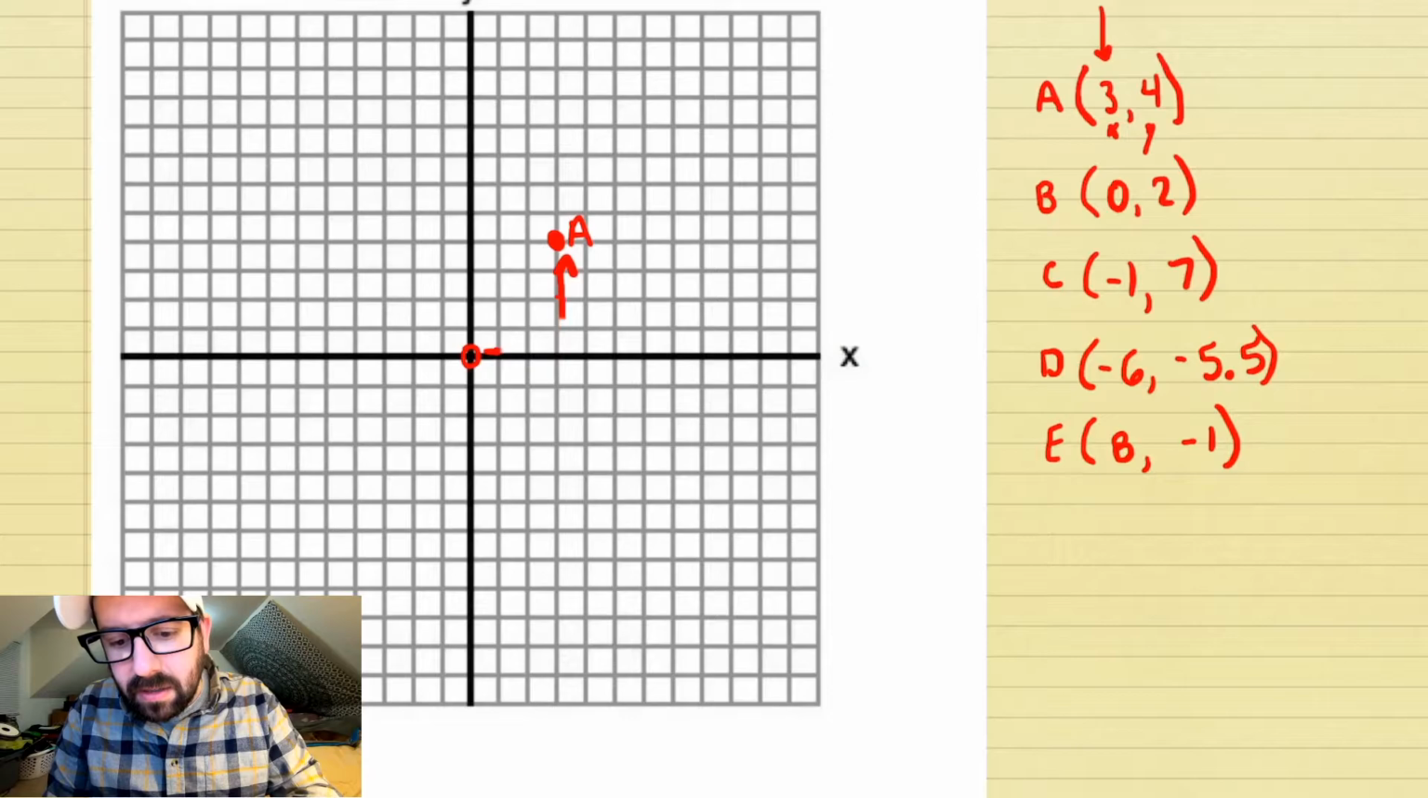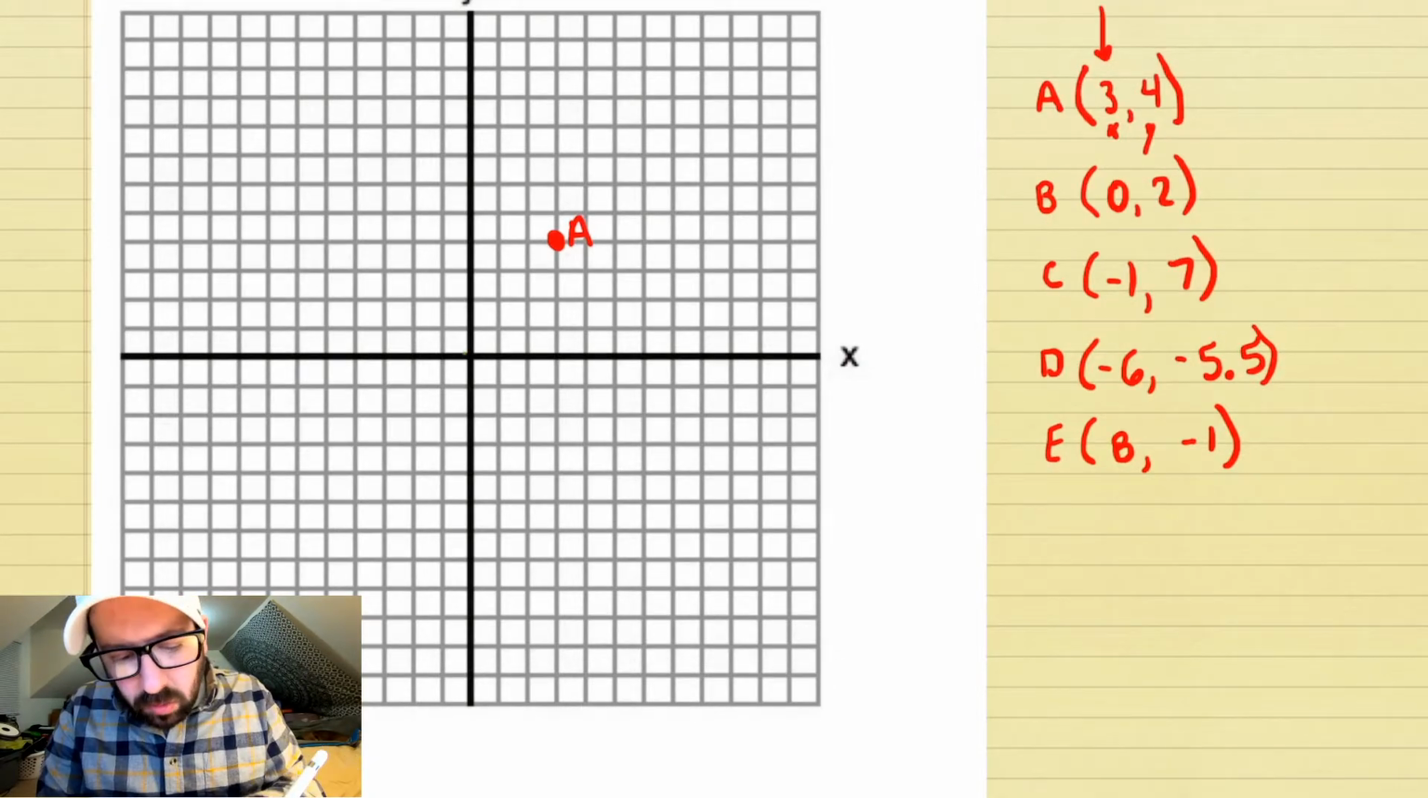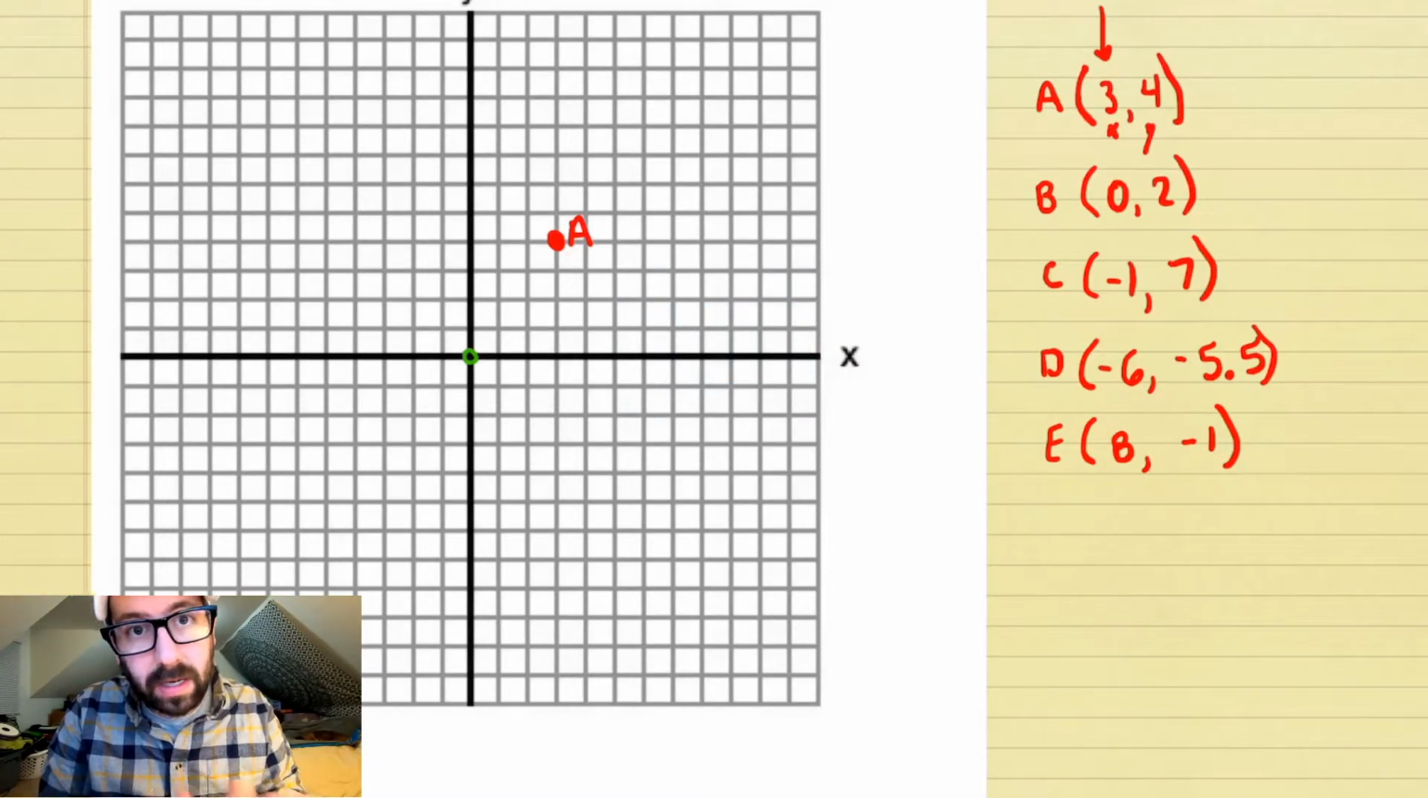Let me get rid of some of these extra markers that we don't need here. Okay, so pick a new color here. We're going to do letter B here. So we're going to start at the origin. So again, we're starting here. We're going to go 0. So we're going to stay at the origin. We're going to stay right there. That's 0 right and left.